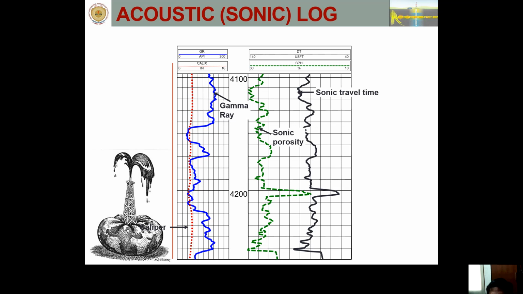We have here the sonic travel time, which is given in black, and the value is between 40 to 140 microseconds per foot. And we have the sonic porosity here, which varies between 10 to 30%. The porosity here is 30% and the porosity here is less than 30%.